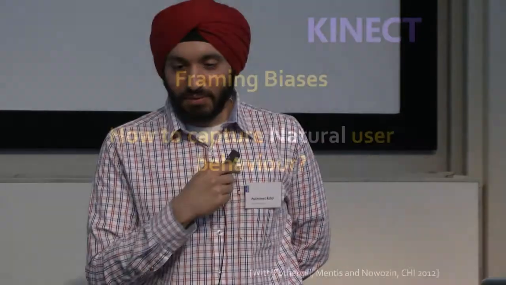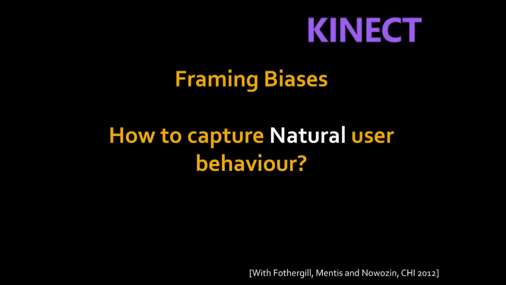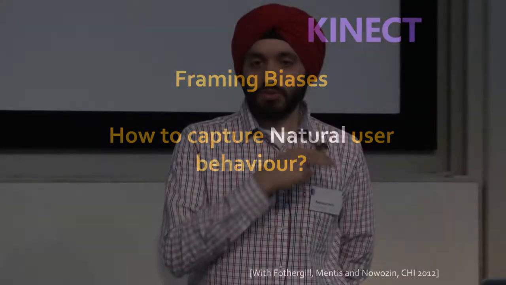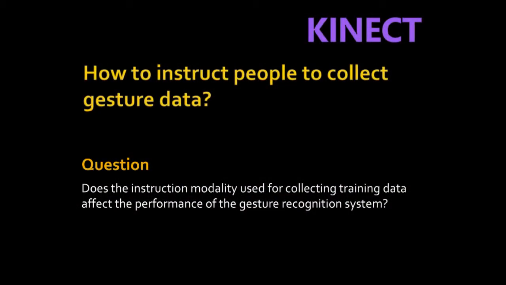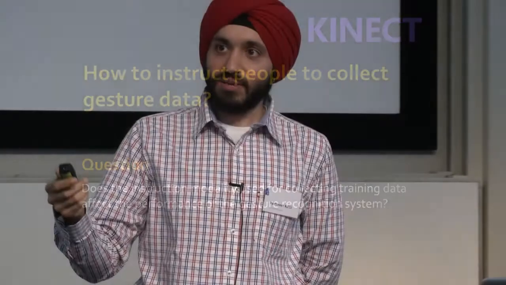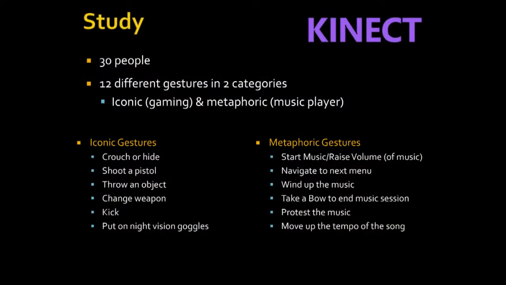So coming back to the Kinect study, this is the second notion. The first was trying to get data from a large number of users, and the second was trying to capture natural user behavior which was free from these framing biases. So one key question that we wanted to study was, does even the way we tell people to use the system change the data that we get? Okay. So what do I mean?